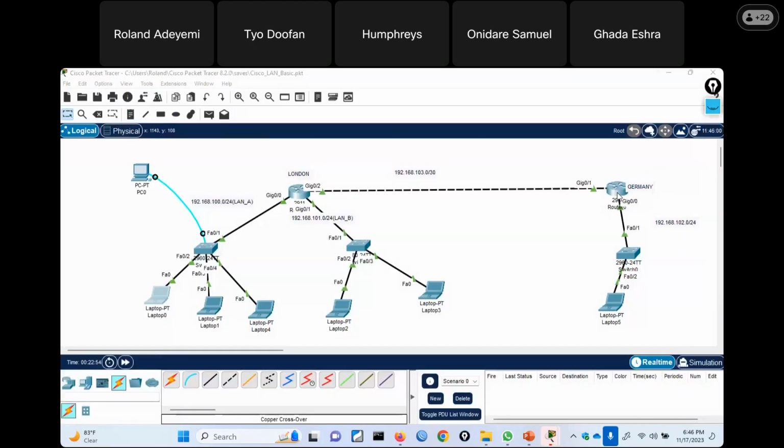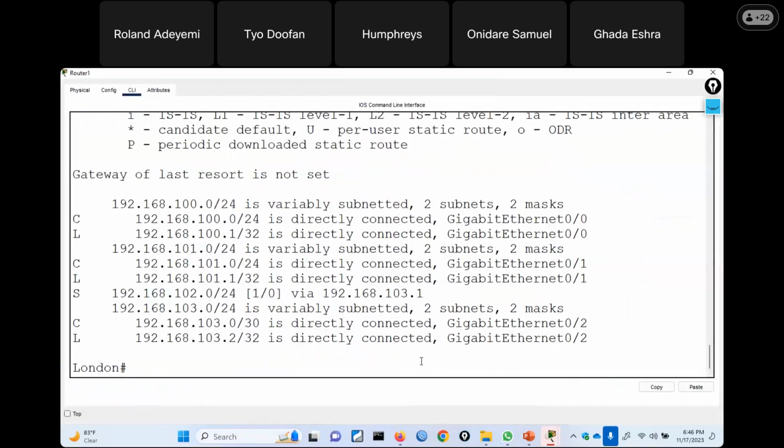We did configuration to go to the other network from Germany. Then we did from London to Germany. So let's check what we have in our routing table. Let's go to London. London, the static route that I have here is 102.0. Is it the correctly configured network?